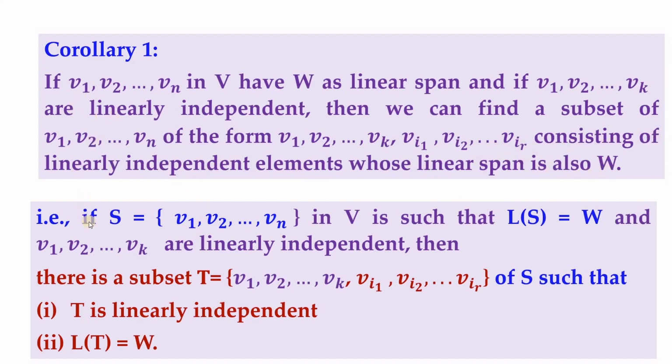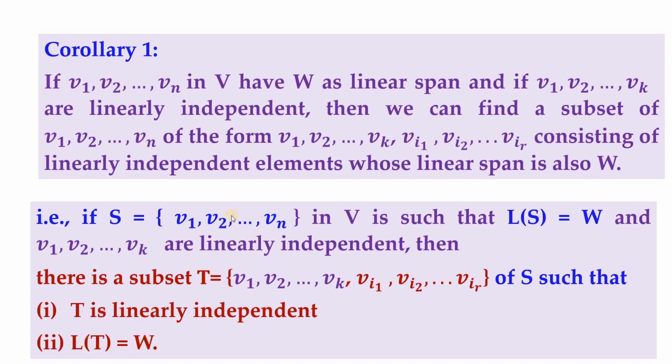So the same corollary, we'll put it in this way. If S is this collection in V, and it is such that L(S) equals W. We are given that the linear span of this is W, so we can write L(S) is equal to W, and V1 etc. Vk are linearly independent. Then there is a subset T of S, such that this T is linearly independent and T spans W.